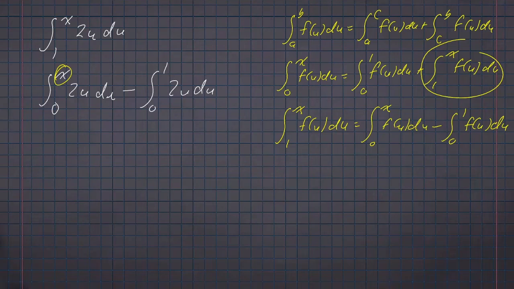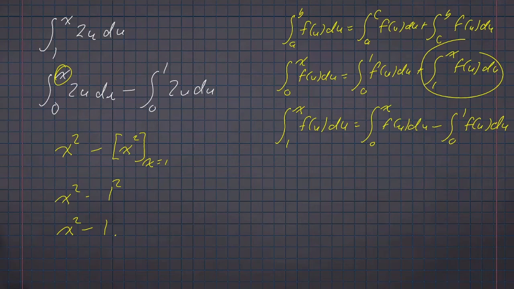But now that we have this, we saw from the previous example that the integral from 0 to x of 2u du is x squared. So the integral from 0 to 1 of 2u du would be x squared evaluated when x is equal to 1. So that's x squared minus 1 squared, or simply x squared minus 1.